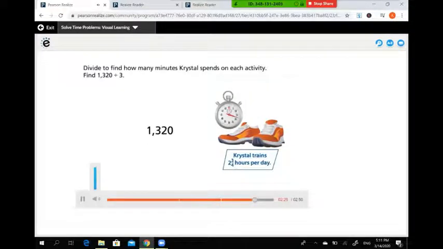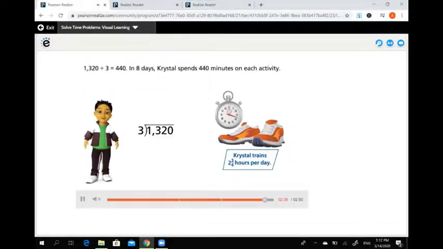Divide to find how many minutes Crystal spends on each activity. Find 1,320 divided by 3. 1,320 divided by 3 equals 440. In 8 days, Crystal spends 440 minutes on each activity. Okay, let's move to the questions now.